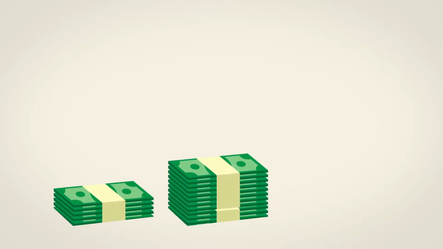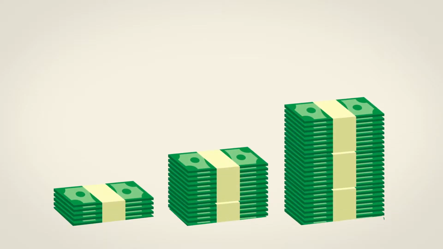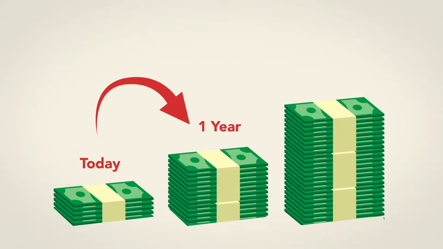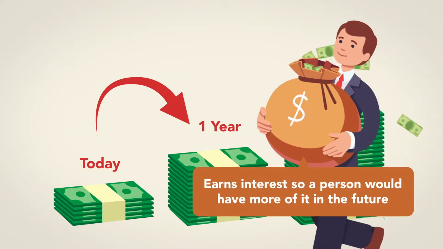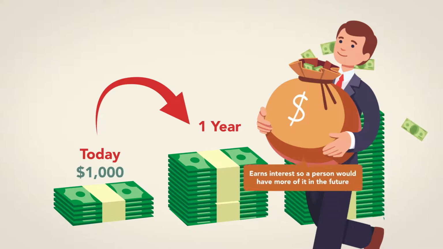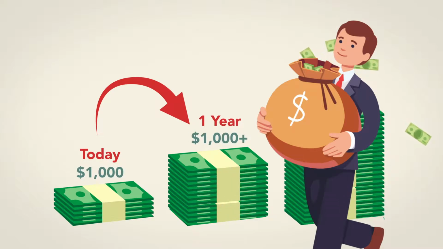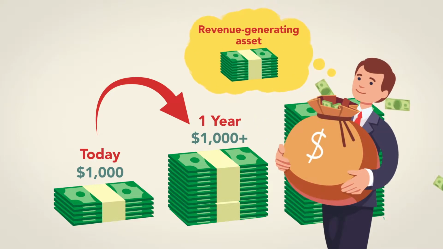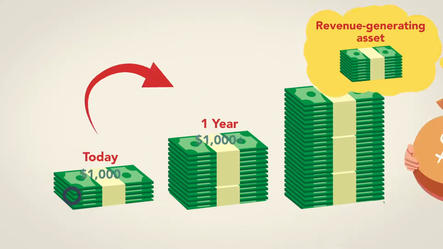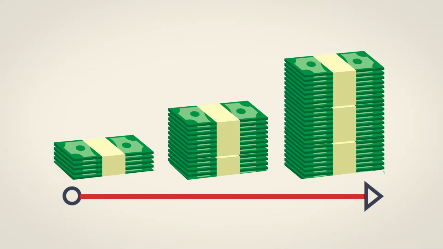While money may seem static, the value of money changes over time. $1 today is worth more than $1 a year from today. Money can earn interest, so a person would have more of it in the future. $1,000 today will yield $1,000 plus interest in a year, while $1,000 received in a year has no interest. Think of money as a revenue-generating asset. Its revenue generation aspect only works if it has time to accumulate value.